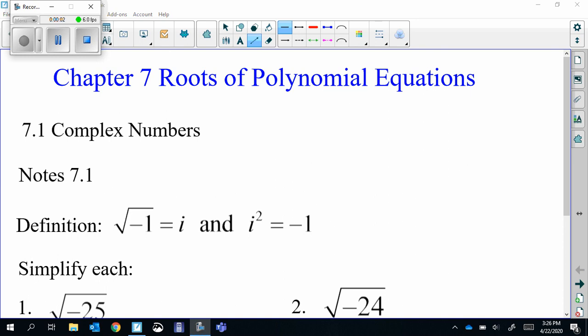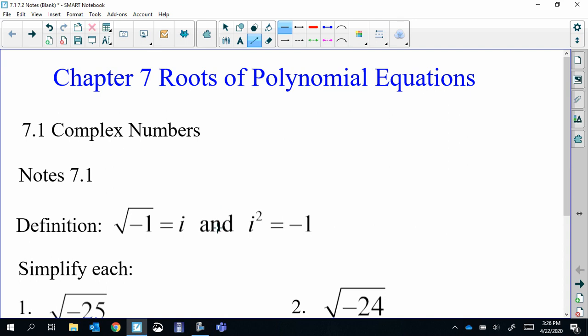Hey guys, we're going to look at complex numbers. This entire chapter is all about roots of polynomial equations, so we're going to get into all that, but we've got to start with just complex numbers. So i is a complex number.